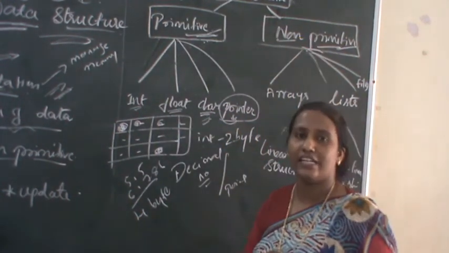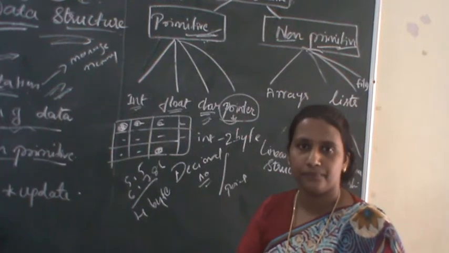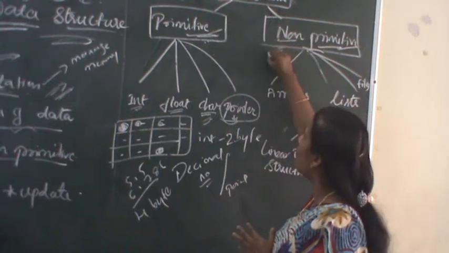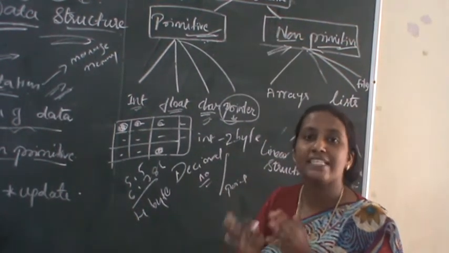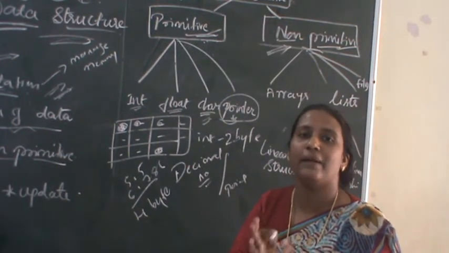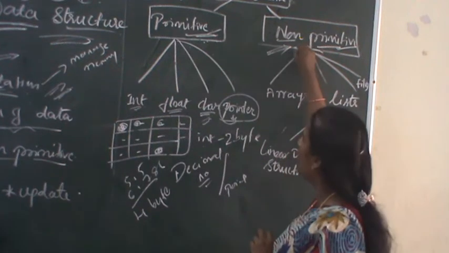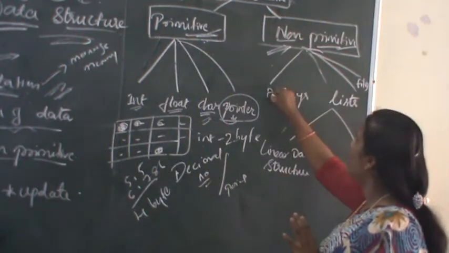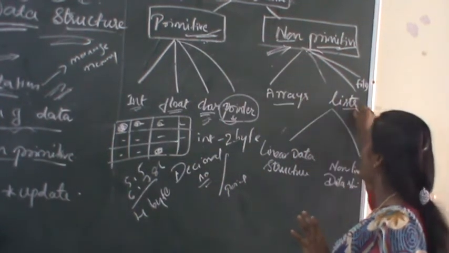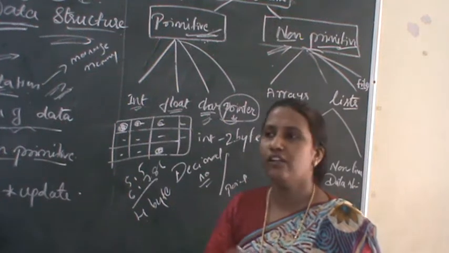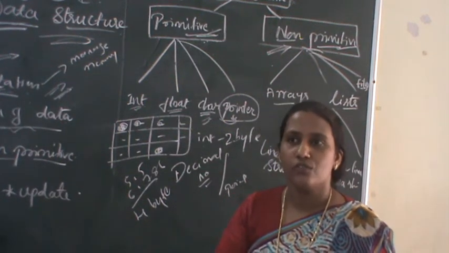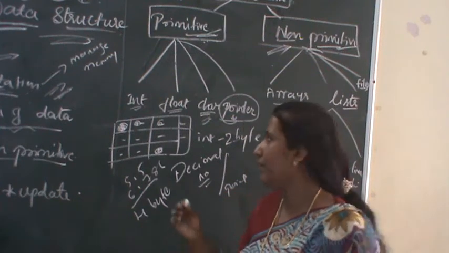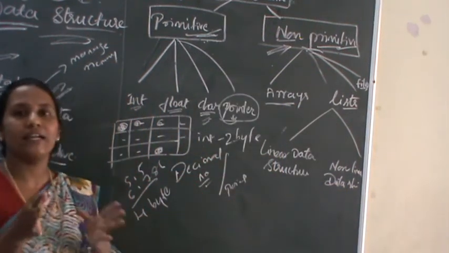Our non-primitive data structures are more complex. Understood? Primitive data structures are very simple compared to these. Non-primitive data structures are more complex, and they are not directly operated by the machine. There are types of non-primitive data structures: arrays and lists. Along with this we also have files, but files we are not using much. Sometimes files will be primitive and sometimes non-primitive, but the main ones are arrays and lists.